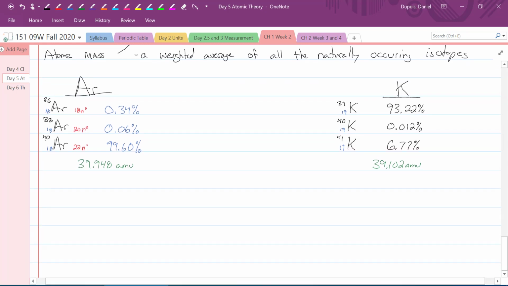Now, what's not on there is we need to know the precise mass of the isotopes to calculate the atomic mass.